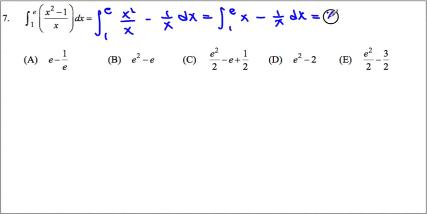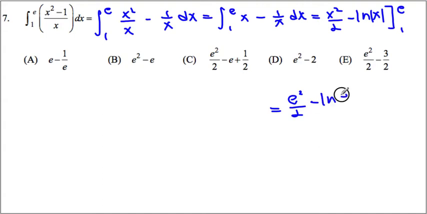This becomes x squared over 2 minus ln of x, which goes from 1 through e. And since the values are positive, it doesn't really matter whether we have absolute value or not. When you plug in e, we end up getting e squared over 2 minus ln of e, minus, if you plug in 1, we get 1/2 minus ln of 1. Now, what is ln of 1? That's right, that's equal to 0.